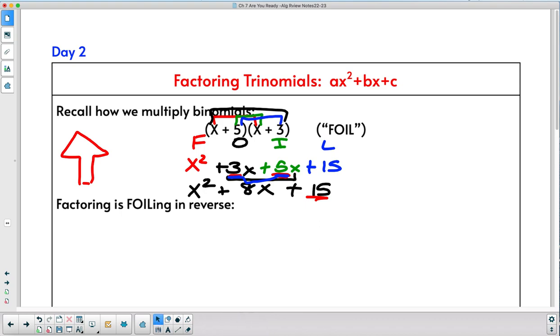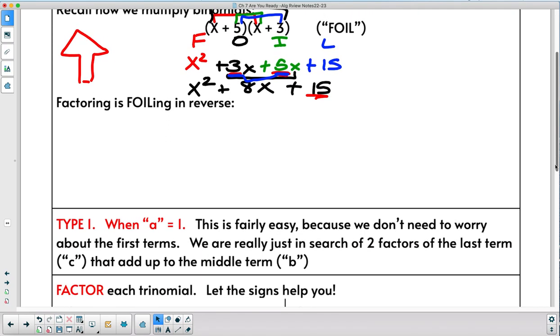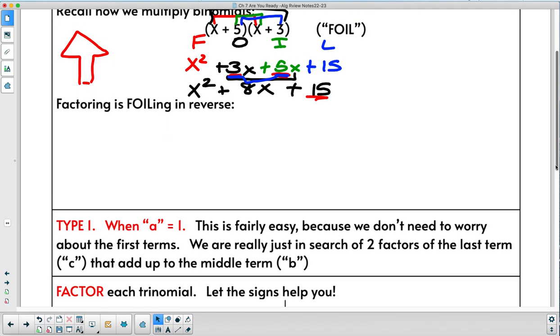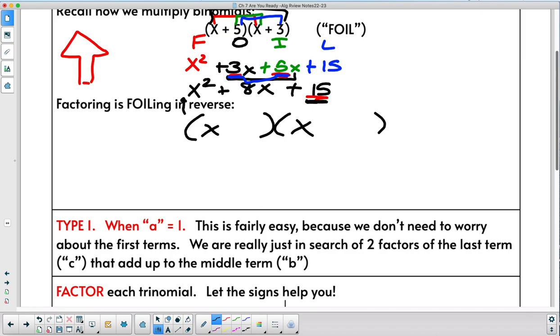So when we're going to unfoil, if I'm going to unfoil this, I'm going to do it in reverse. I know we already saw the answer, but what we're doing is we look at that leading term here. There's a 1 there, so I go x and x, and now I've got to find two numbers that multiply to be 15 but add to be 8. The factors of 15 are 1 and 15, 3 and 5. Now I've got to look at these factors and decide which one of those will add to be 8, and it'll be 3 and 5.